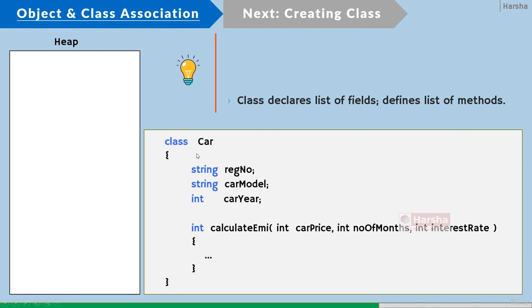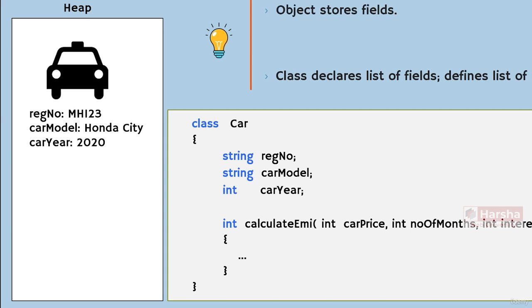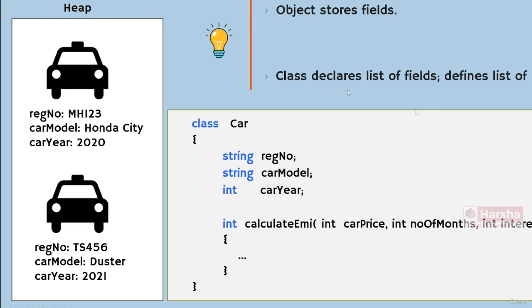And you have a special memory location called heap. That means the reserved memory area for every application execution. Every time when you run the application, a new memory area will be allocated for that application in RAM, that is random access memory. That memory area is called the heap. All the objects are stored inside the heap only. So in the heap you have created two objects. Each object contains its own fields.